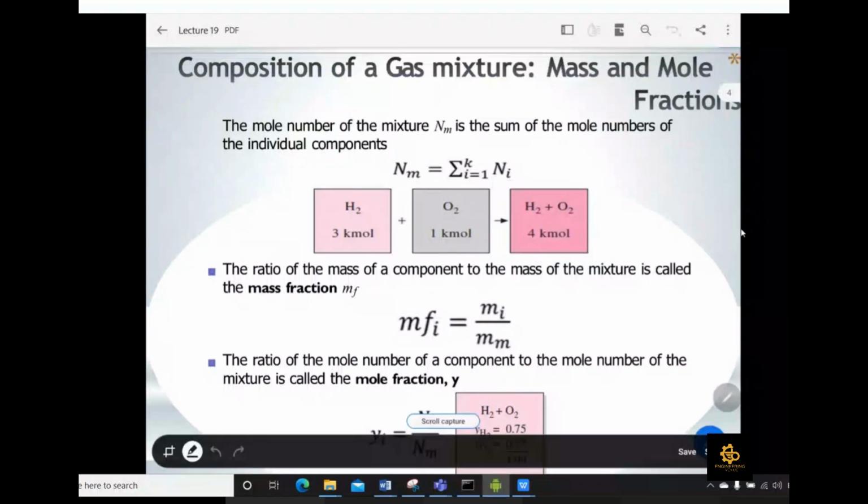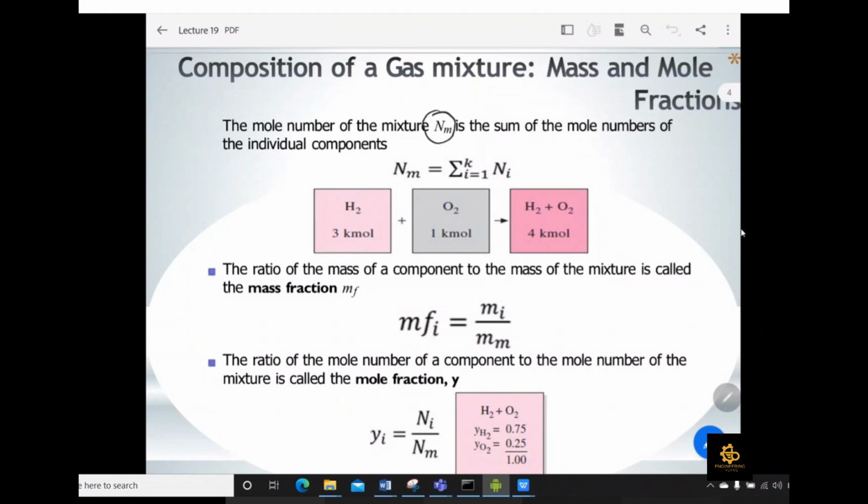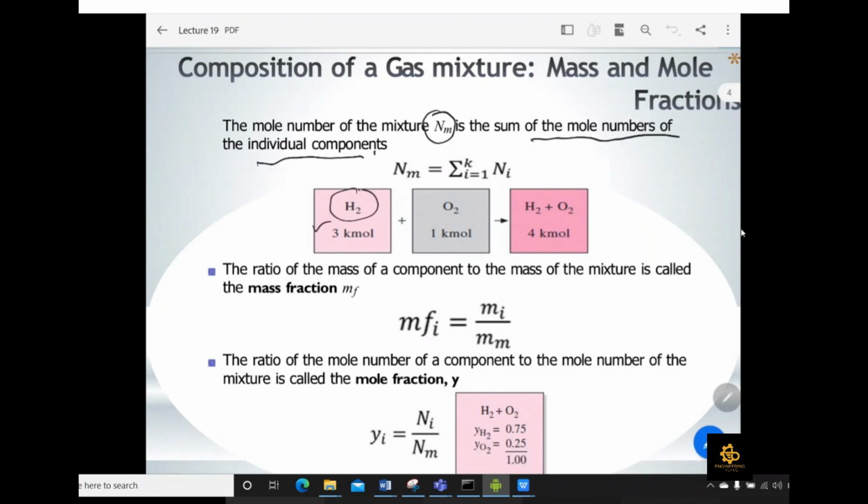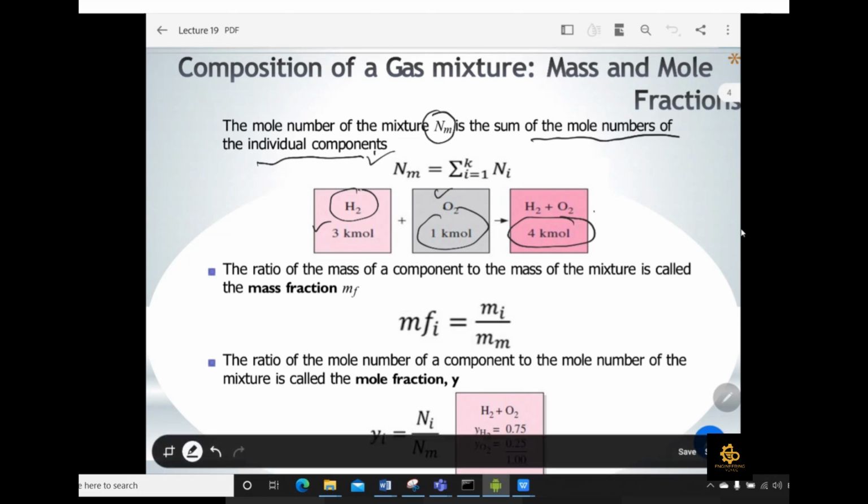Similarly, for the mole number of the mixture, which we denote with Nm, it is the sum of the mole numbers of the individual components. Similar to the mass fraction, where we consider the mass of each component, here for the mole number we consider the moles of each component. For example, H2 consists of 3 kilomole and O2 consists of 1 kilomole. Collectively, it is equal to 4 kilomole. From here we can find the mole number of the mixture as well.